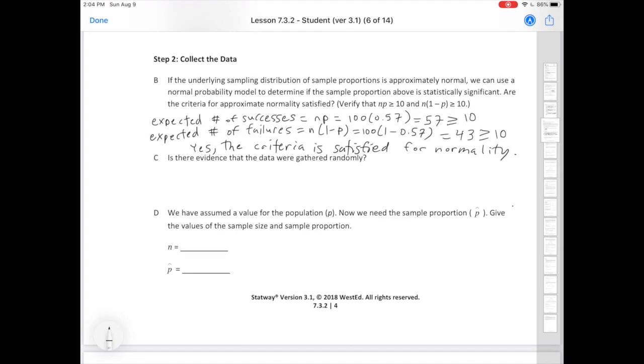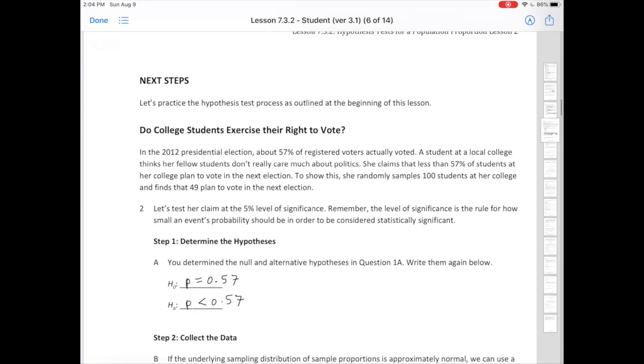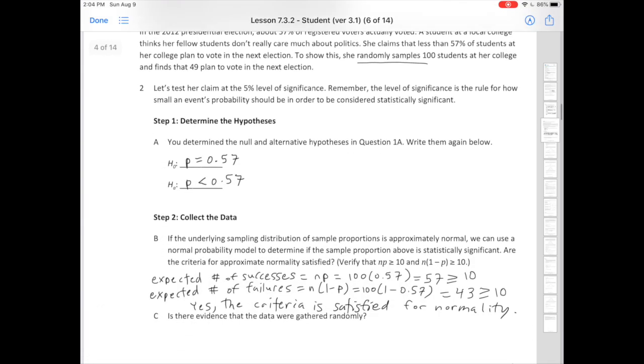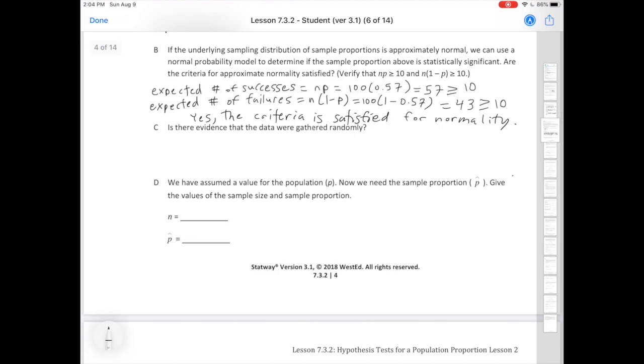Is there evidence that the data were gathered randomly? Well, let's look above at the problem again, make sure that this is true. It says she randomly samples 100 students at her college, right? That was written, we have that written right here, randomly samples, okay? So because of that, I'm going to say yes. The problem states that the sample was random.